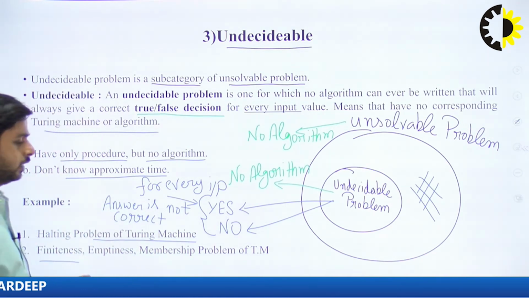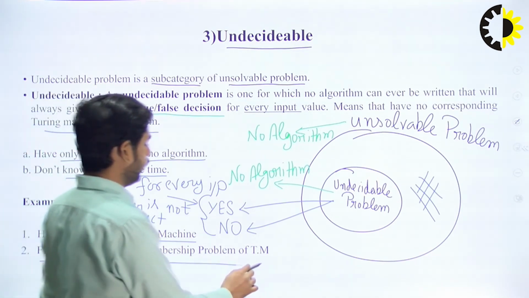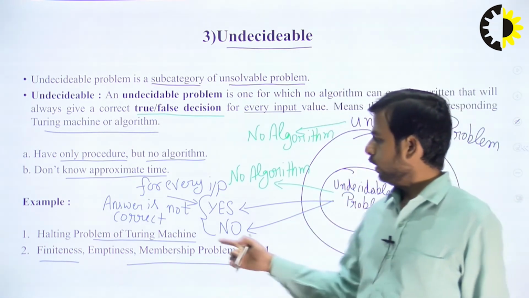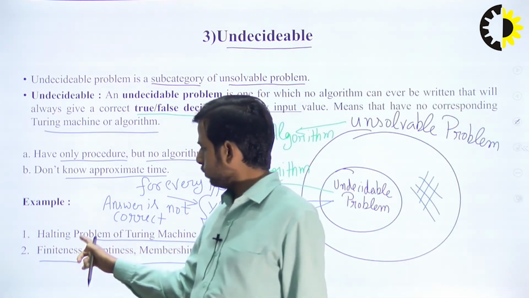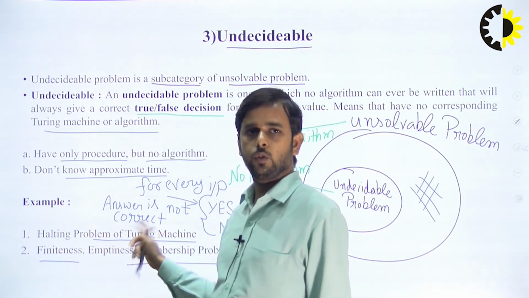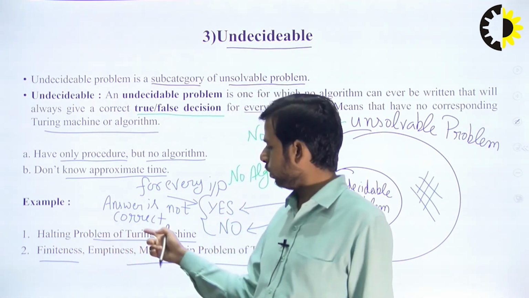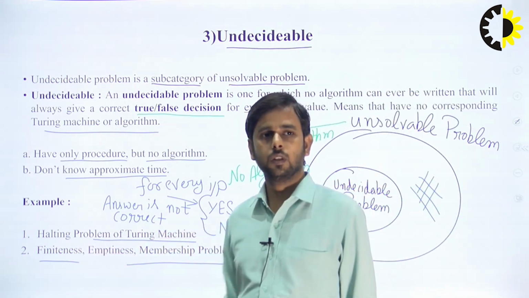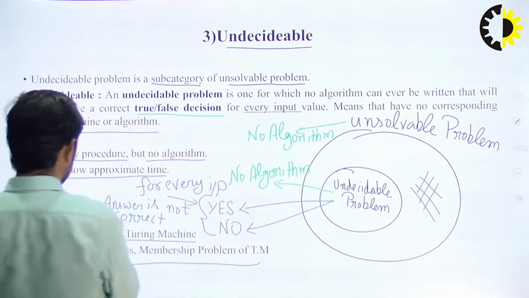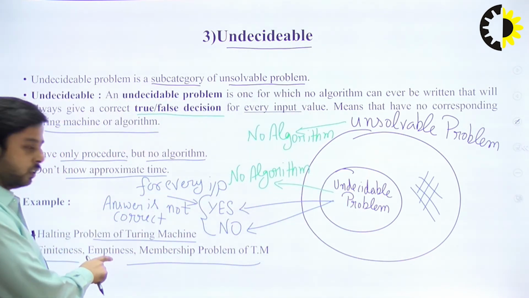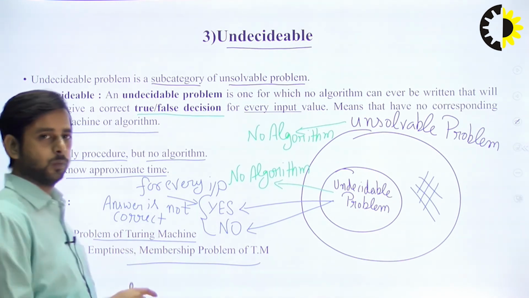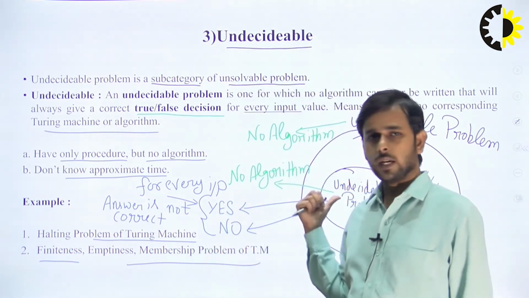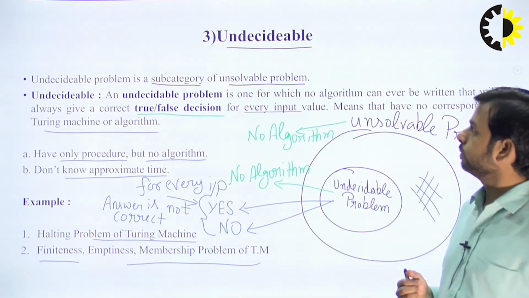Second, the finiteness, emptiness, and membership problems of Turing machine also come under the category of undecidable. The halting problem asks whether a Turing machine halts or not for a particular input. Next is finiteness, whether a particular language is finite or infinite. Then the emptiness problem or membership problem. Member yes or no, finiteness yes or no, emptiness yes or no. These types of problems are undecidable problems.